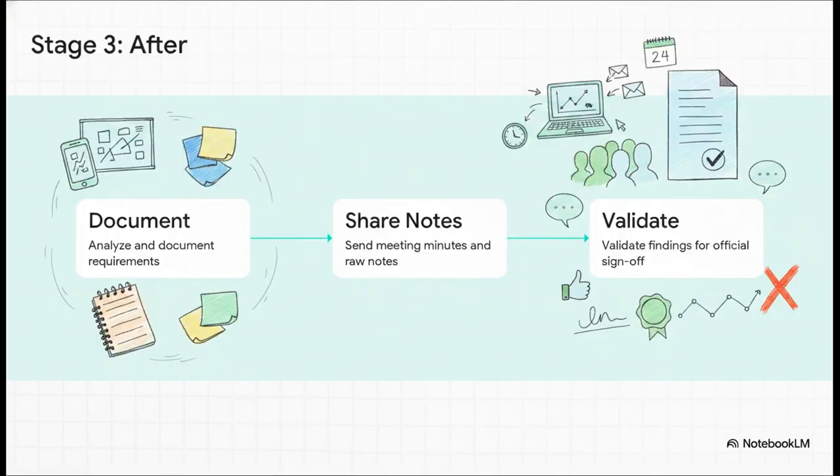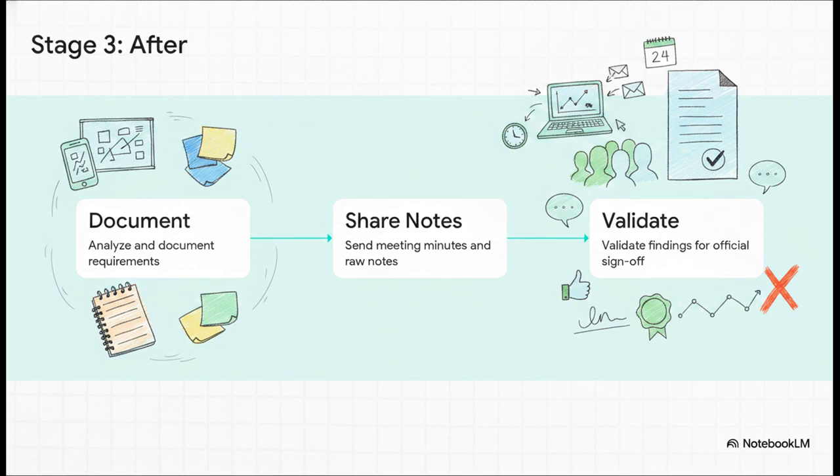So the meeting wraps up, everyone goes home. But guess what? Your job is definitely not over. Stage 3 is all about what happens after the workshop. You take all those messy whiteboard photos, the sticky notes, the furious notes you took during discussions, and you analyze and document the elicited requirements clearly and concisely. You need to send the official meeting minutes and your raw notes to all the participants promptly. Usually within 24 hours is the golden rule. This keeps the momentum going.